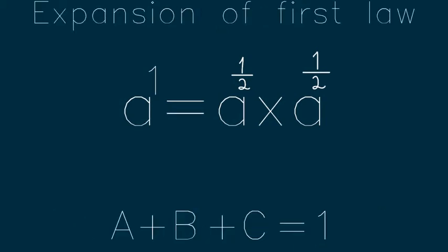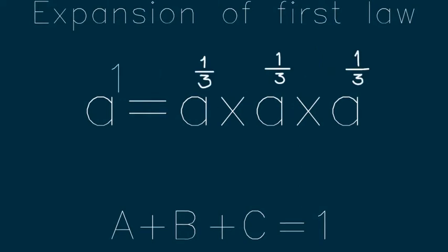Now let's say we don't want 2 terms, we want 3 terms. Okay, so you can actually do that. You can say a added to b added to c is equal to 1, and in fact this is going to be equal to 1/3, and you can say that a raised to the power 1/3 multiplied by a raised to the power 1/3 multiplied by a raised to the power 1/3 is actually equal to a raised to the power 1.